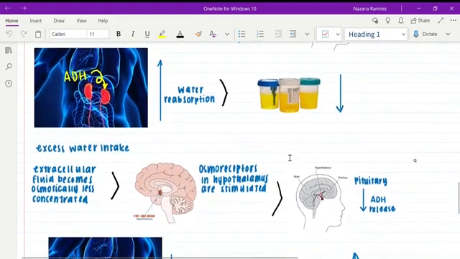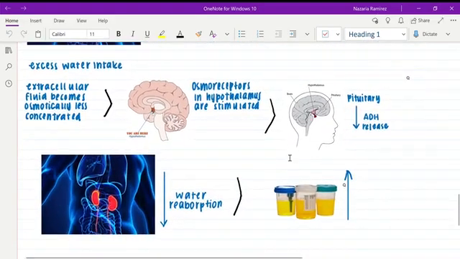Now our second event is excess water intake. The extracellular fluid becomes osmotically less concentrated. This change stimulates osmoreceptors in the hypothalamus, and from there the posterior pituitary gland decreases ADH release. So ADH is decreasing. From there, the renal tubules decrease the water absorbed in the kidneys, urine output is increased, and excess water is excreted.